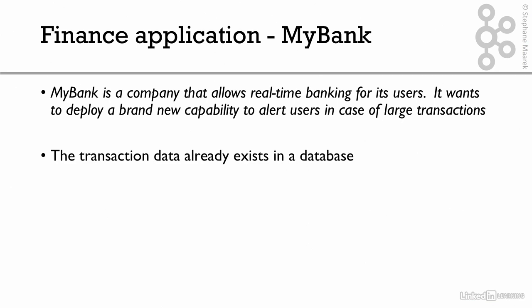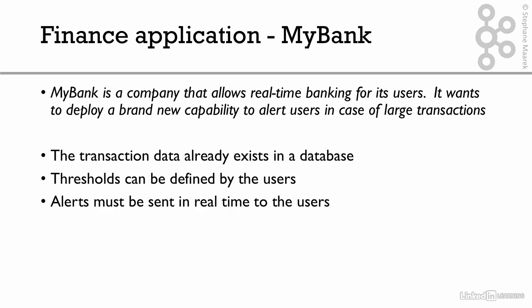So the transaction data already exists in one of the databases. It's a SQL database and it's already there. The thresholds can be defined by the users through their apps. They can be changed at any time, and obviously the application should react to it right away. And alerts must obviously be sent in real time to the users. If they're sent with a bit of delay, the users can't take action fast enough and people lose money.